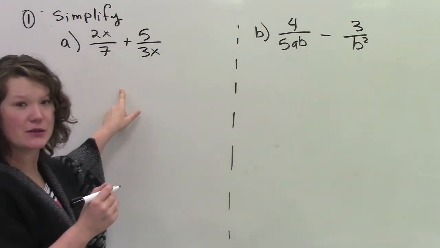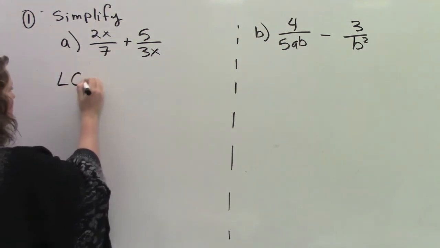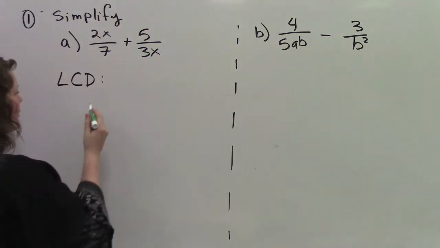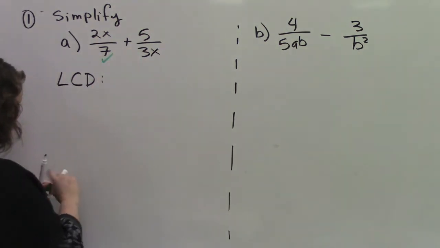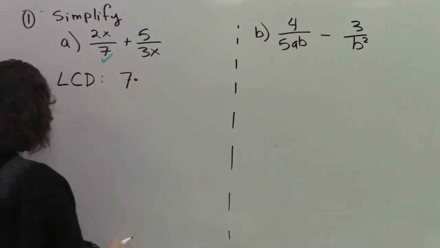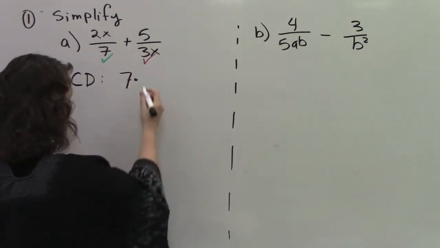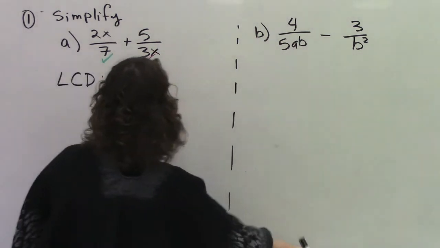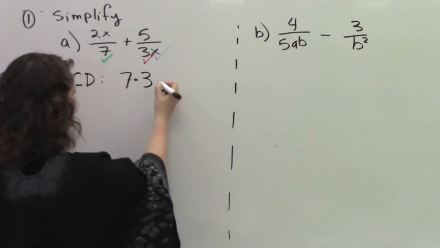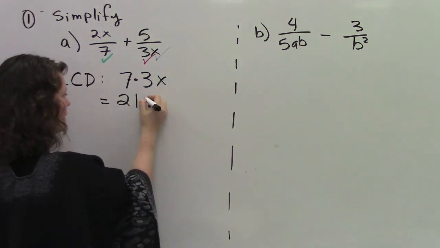First things first, what we need to do is find the lowest common denominator. So we need to take into consideration all of the factors. So 7 times 3 times x. Yeah, x is a factor. So the lowest common denominator is going to be 21x.